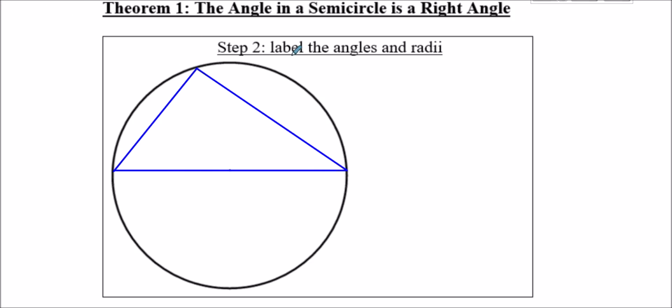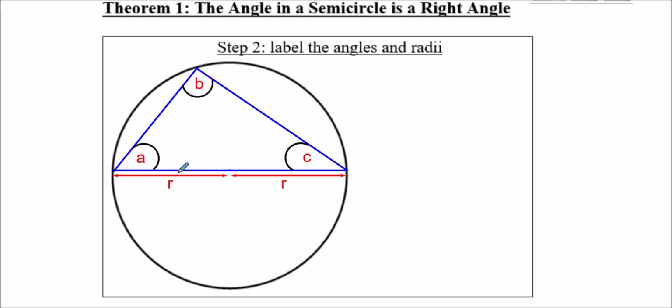The second step, you need to label the angles here, here and here, and the radii. So what I mean by this: if this is the centre of the circle, we're going to have a radius here and here. And these angles, we can label them as well. So that's a radius, this is a radius, and the angles are going to be A, B, and C. It's quite arbitrary how you label them, but I think A, B, and C work absolutely fine.